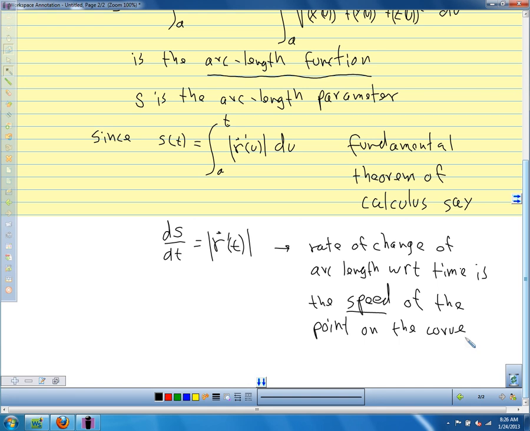So the rate of change of arc length with respect to time is the speed. This is going to be an important quantity in just a second. So we've come up with this idea of defining this arc length function. We have this arc length parameter s. We're saying it's a function of time. The rate of change of the arc length with respect to time is the speed of our moving function.